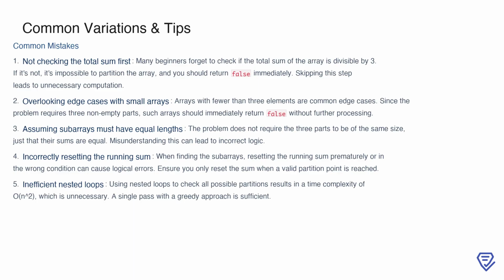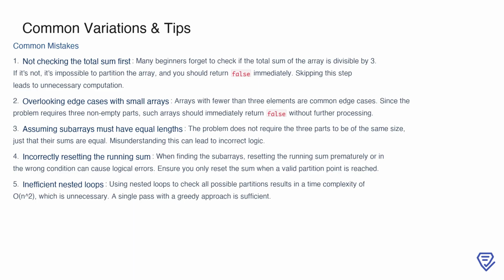Another frequent error involves overlooking edge cases, particularly with arrays that have fewer than 3 elements. Since the problem explicitly requires 3 non-empty parts, such arrays should immediately return false without further processing. It's also essential to remember that the 3 parts do not need to have the same size, only their sums must be equal. Misunderstanding this requirement can lead to flawed logic.